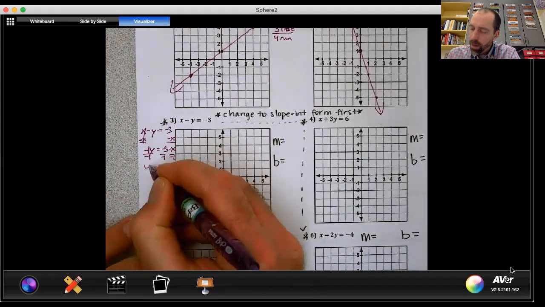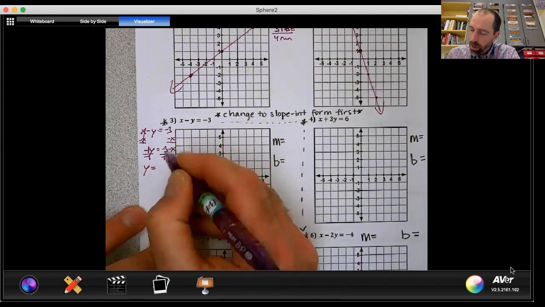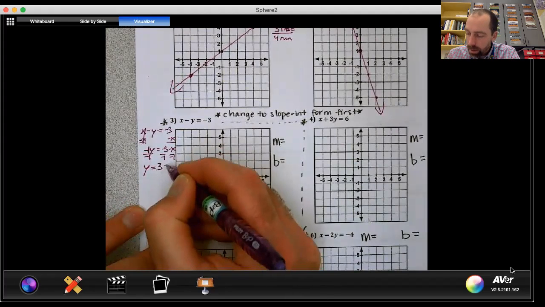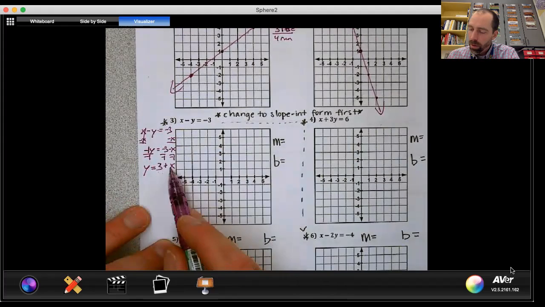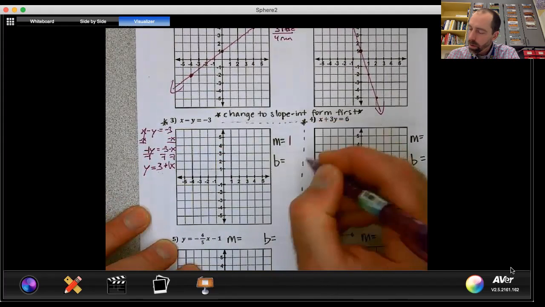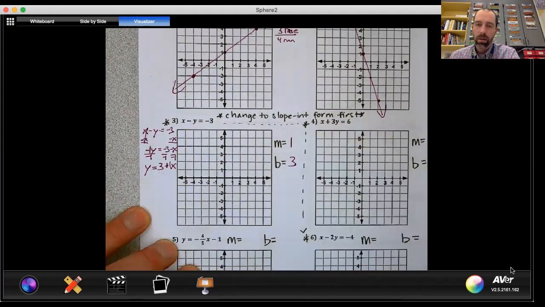And I get y equals -3 divided by -1, which is +3. And then a negative x divided by negative 1 is positive x, or positive 1x. So our slope is 1, and our y-intercept is 3. Slope is 1, y-intercept is 3.